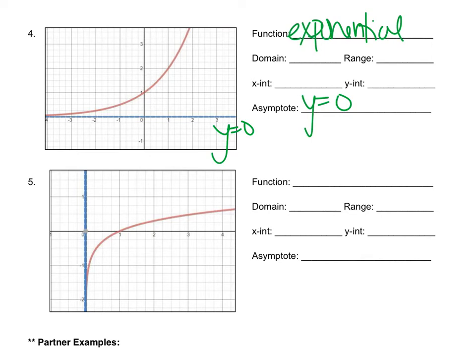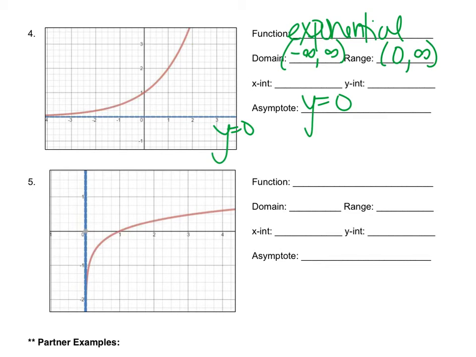For the domain, exponential, there's nothing that we can't plug in, so negative infinity to infinity. But there is a restriction on the range. For the range, you start at the asymptote and either you go up to positive infinity or you come up from negative infinity and you stop at the asymptote. Well, since we are above here, we are going to have an open bracket at 0 and go to positive infinity. We do not include the asymptote. Remember, that's a line that you approach but never touch.